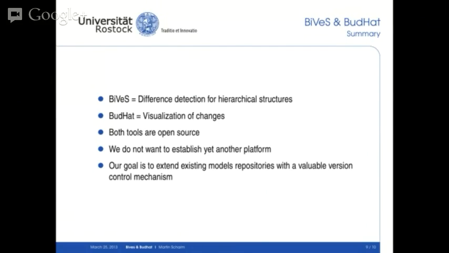Okay, let's summarize what I've presented so far. We've implemented Beavis, a library for difference detection of computational models, and we also developed an interface to visualize the changes. Both tools are open source. You can download the binaries and the source code from our website. Furthermore, feel free to ask for an account to our prototypic implementation of Butthead.